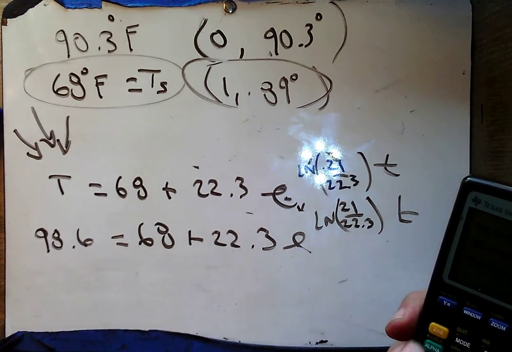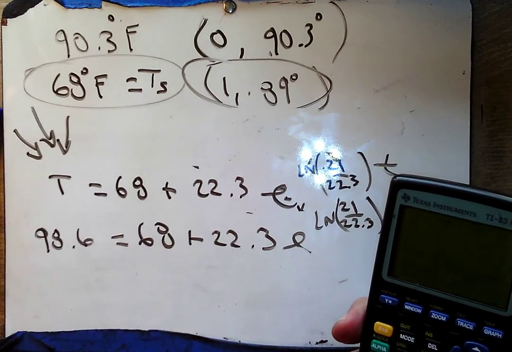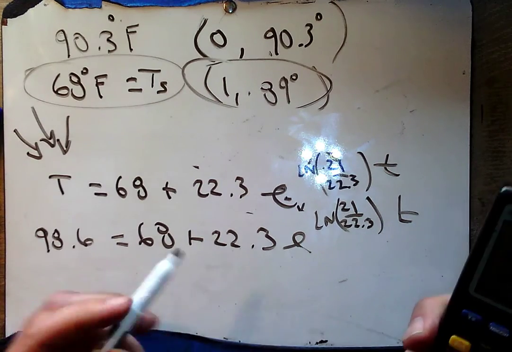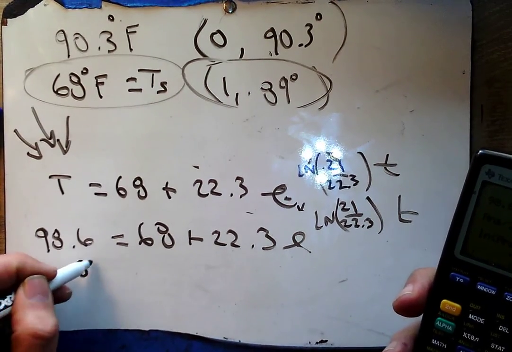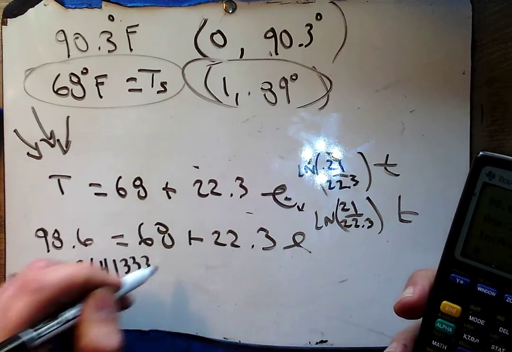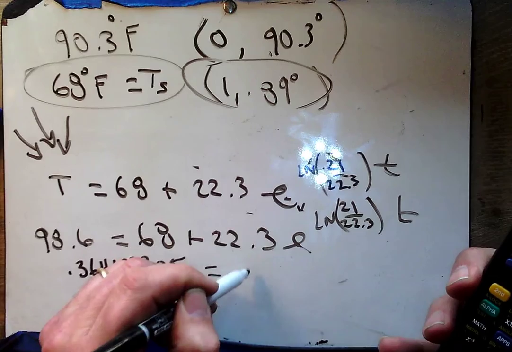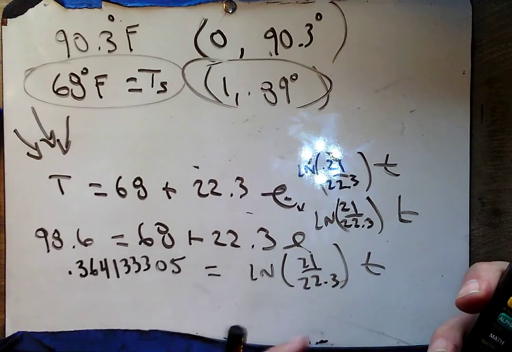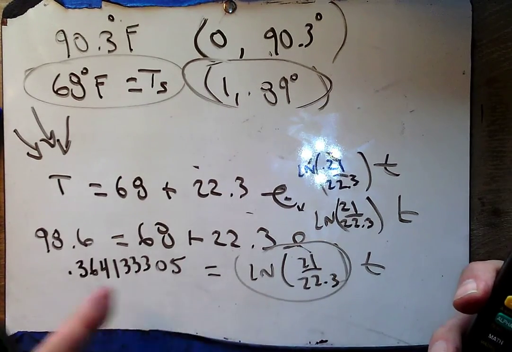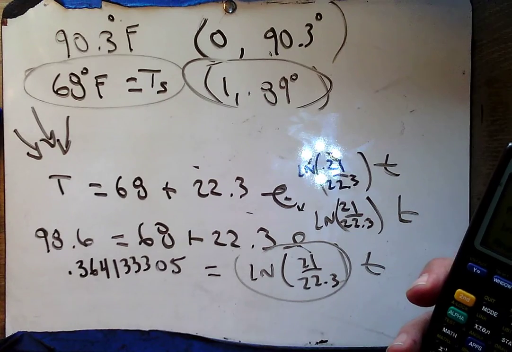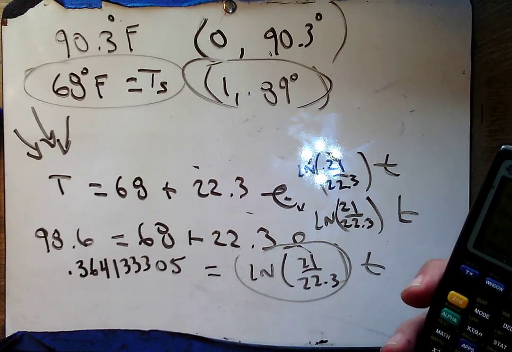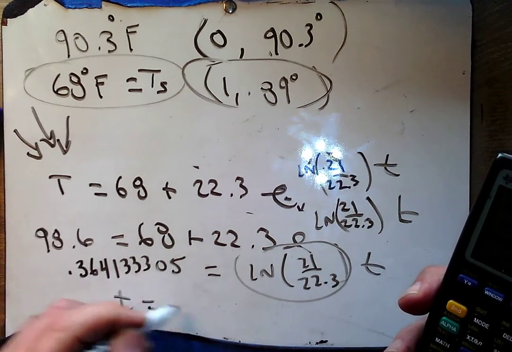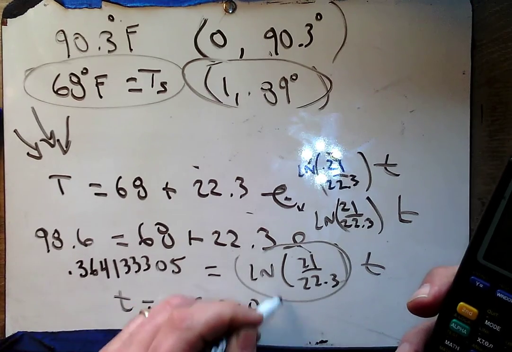That's what I need to take the ln. Taking the ln of that number, and I get 0.3164133305. Fabulous. So 0.36413305 equals ln of 21 over 22. Well, this is just some number, so I'm going to divide both sides by that number. Divide by ln of 21 divided by 22.3. And I end up with t equals negative 5.268 hours.